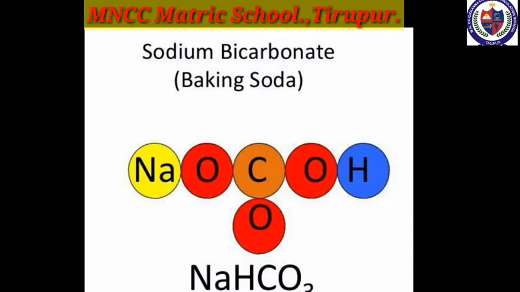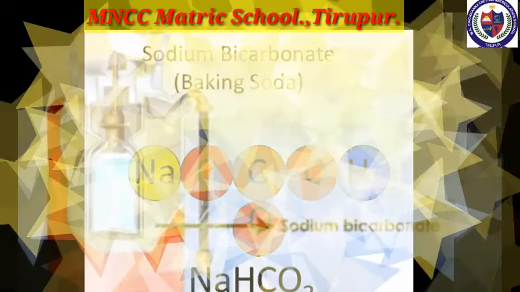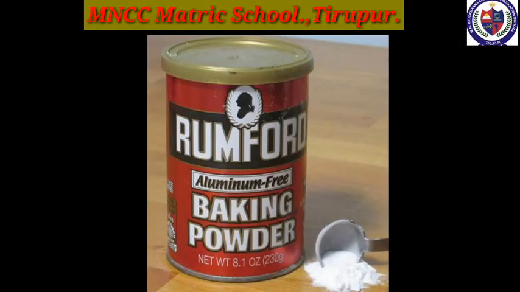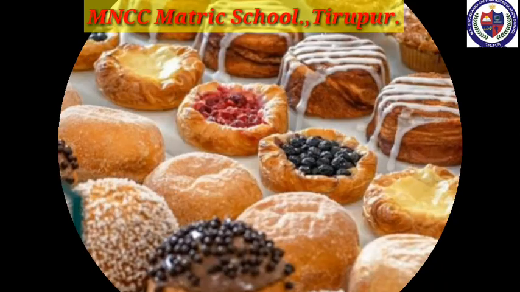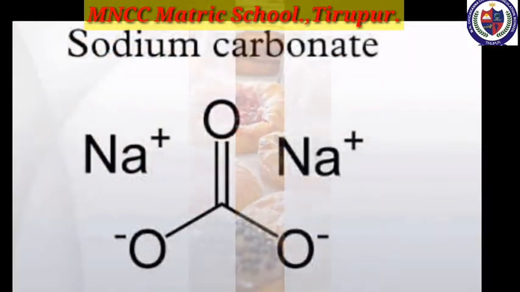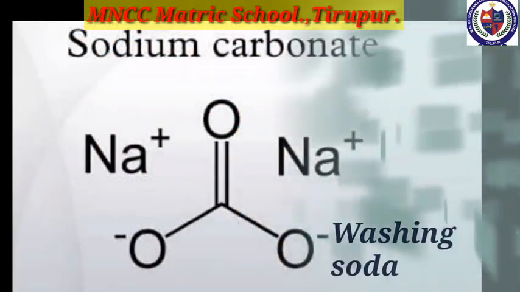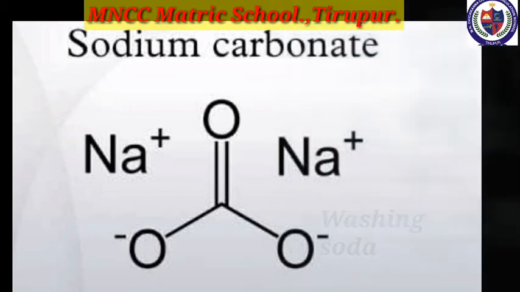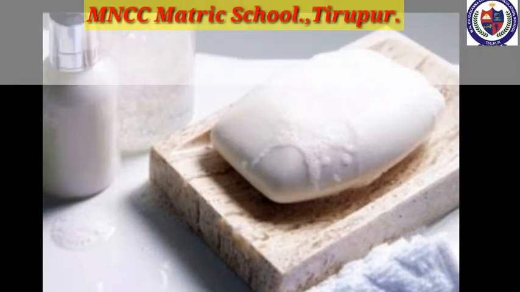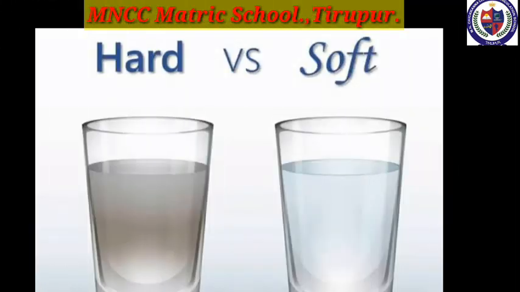Number 4, baking soda. Chemical name sodium bicarbonate. Constituents sodium, hydrogen, carbon and oxygen. It is used in the fire extinguisher, preparation of baking powder and preparation of cakes and breads. Number 5, washing soda. Chemical name sodium carbonate. Constituents sodium, carbon and oxygen. It is used as cleaning agent in soap and softening of hot water.